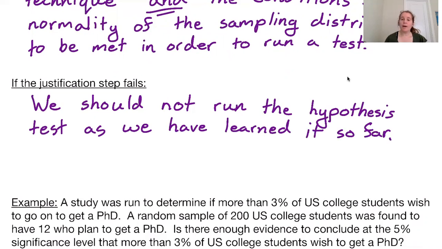So there are various modifications you can do to hypothesis tests to account for not having normality, or to modify if we don't have a random sample. We will not be learning those modifications in this class. So at this point, we just say we should not run the test because, and then whatever part failed.